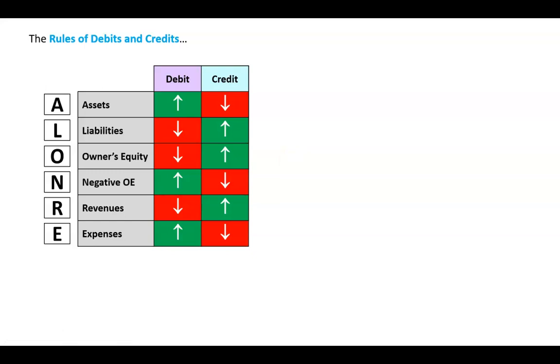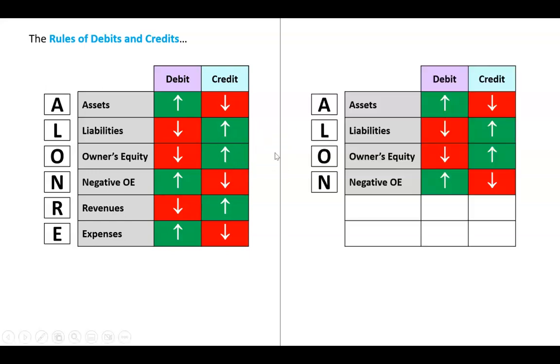Well, one of the students last year had this great invention where she said, no, I'm going to change it. I'm going to keep the assets, the liabilities, the owner's equity, and the negative owner's equity in the same order. So the A, the L, the O, the N, keep that as it is. And she swapped expenses. She put them first. So instead of putting them on the bottom here, she put them there. And then she put revenues there.